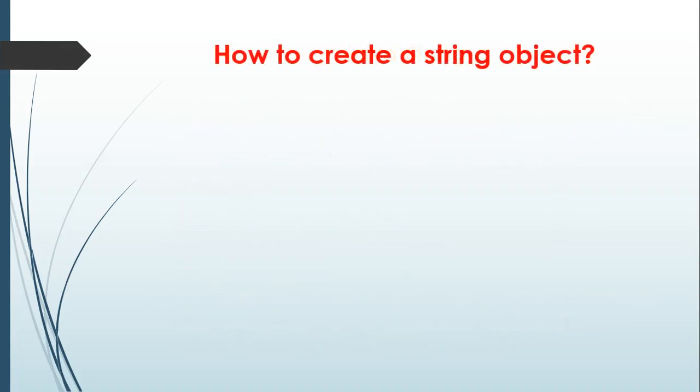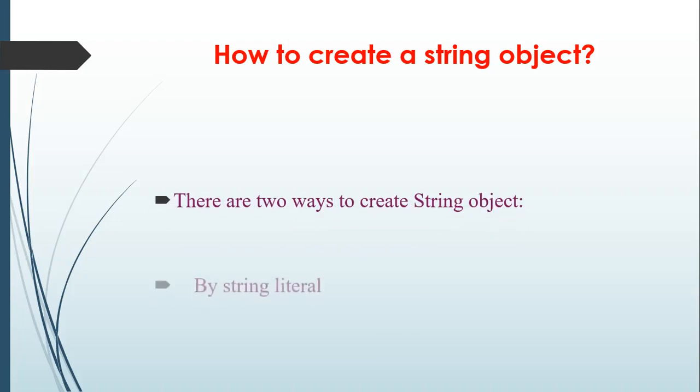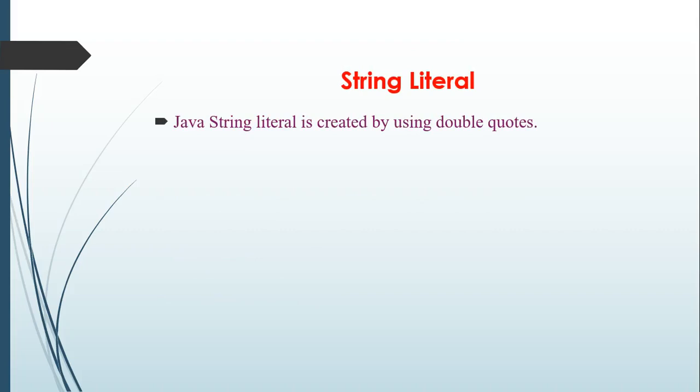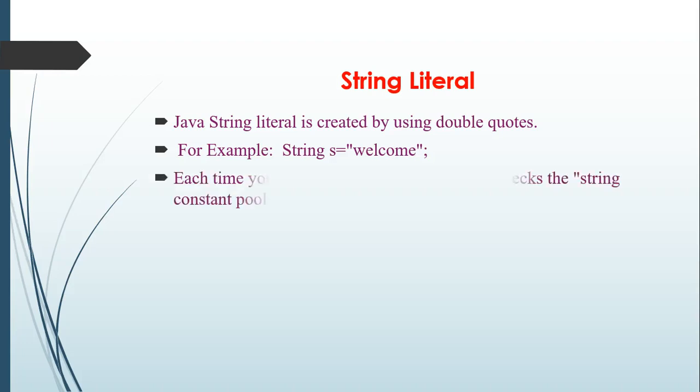So how to create a string object? There are two ways to create a string object: first by using a string literal, or by using the new keyword. Let's discuss it. String literal: a Java string literal is created by using double quotes. For example, String s equals "welcome", which is under double quotes. In this way, we can create a string literal.